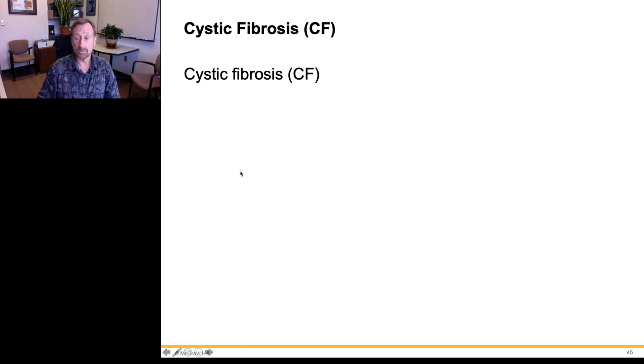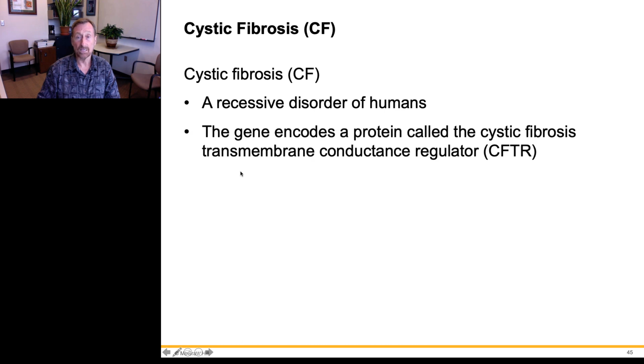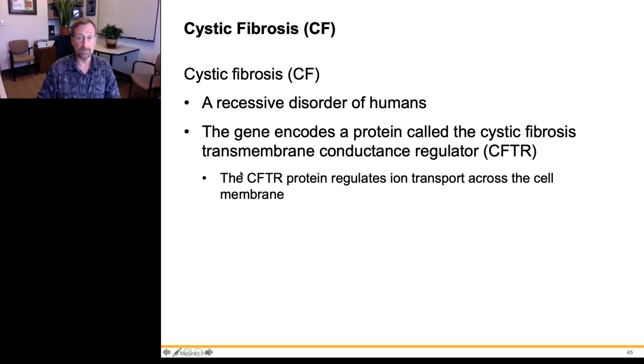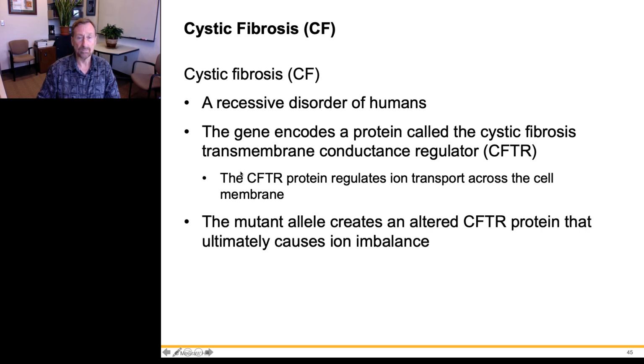Just to end with a little bit about the disease, in case you're interested, cystic fibrosis is a recessive disorder in people. The gene involved encodes a protein called the cystic fibrosis transmembrane conductance regulator. It's actually involved in transporting chloride ions across the plasma membrane, particularly in epithelia, such as the epithelia in a person's lungs or their pancreas, etc.